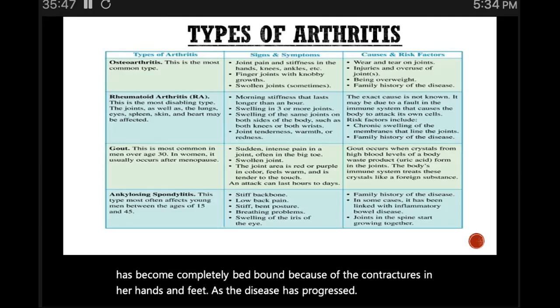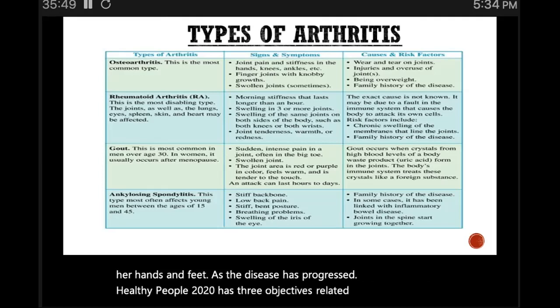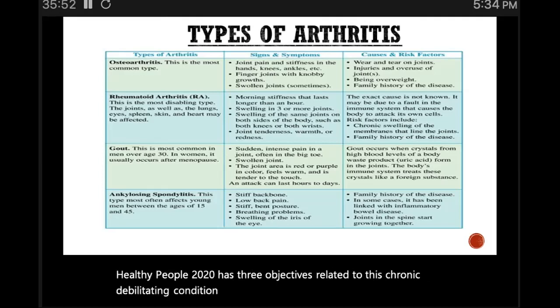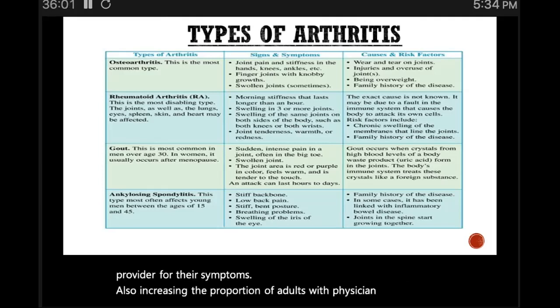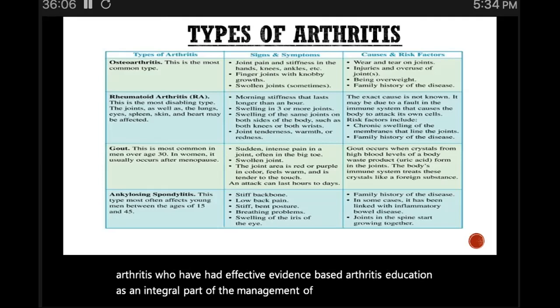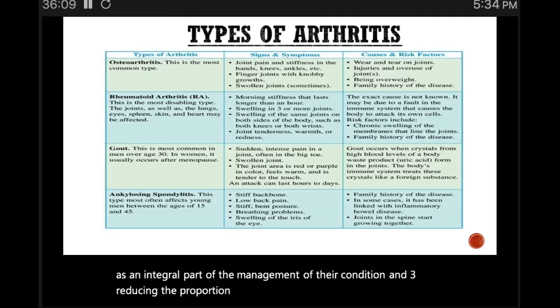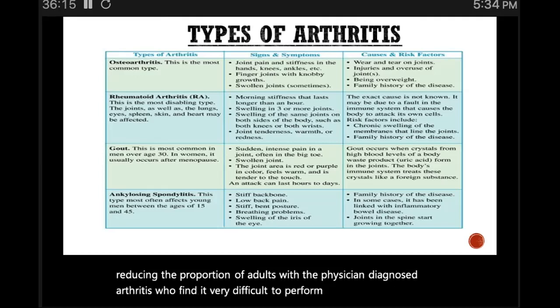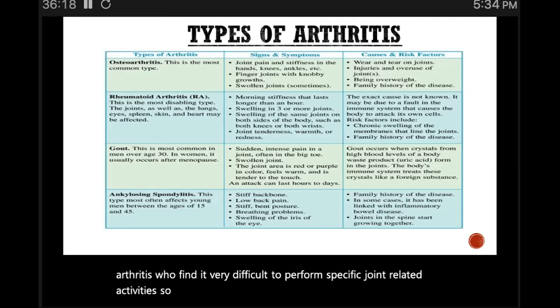Healthy People 2020 has 3 objectives related to this chronic debilitating condition, which includes increasing the proportion of adults with chronic joint symptoms who have seen a healthcare provider for their symptoms. Also increasing the proportion of adults with physician-diagnosed arthritis who have had effective evidence-based arthritis education as an integral part of the management of their condition. And number 3, reducing the proportion of adults with physician-diagnosed arthritis who find it very difficult to perform specific joint-related activities. So again, we are getting standards from the CDC and Healthy People 2020 in regards to managing this condition because it does affect a lot of people.